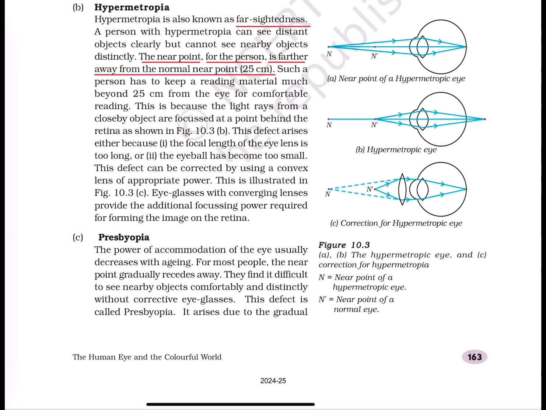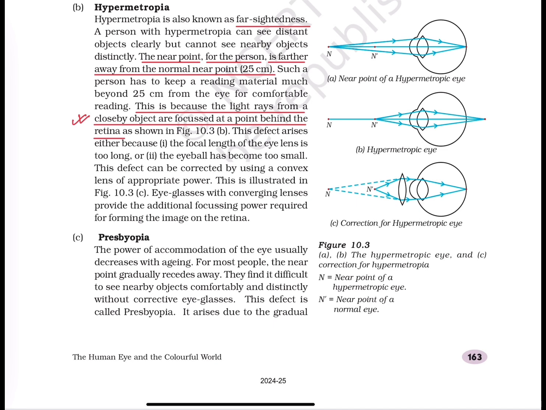Why is this happening? This is because the light rays from a close by object are focused at a point behind the retina, but the image has to be formed on the retina. So we can say that the image that is getting formed in hypermetropia is beyond the retina, or behind the retina.